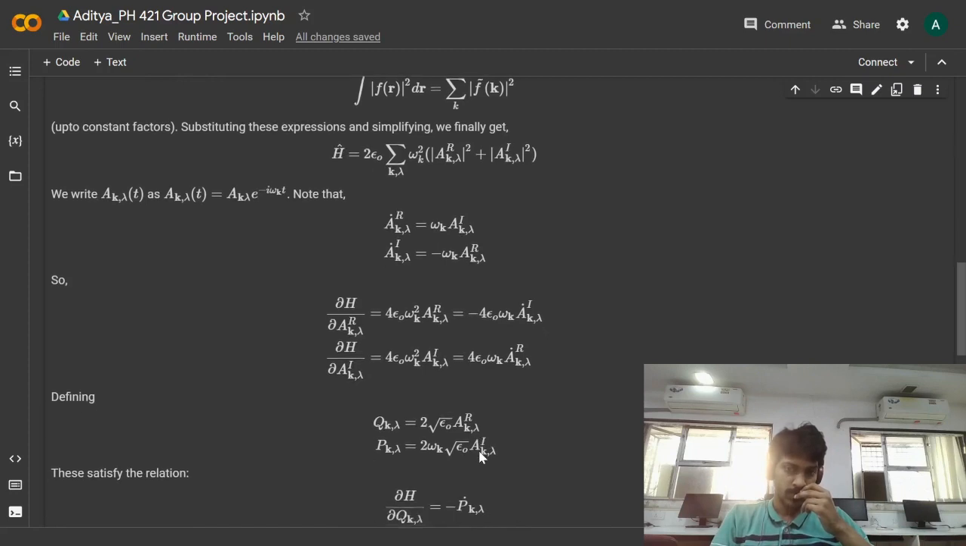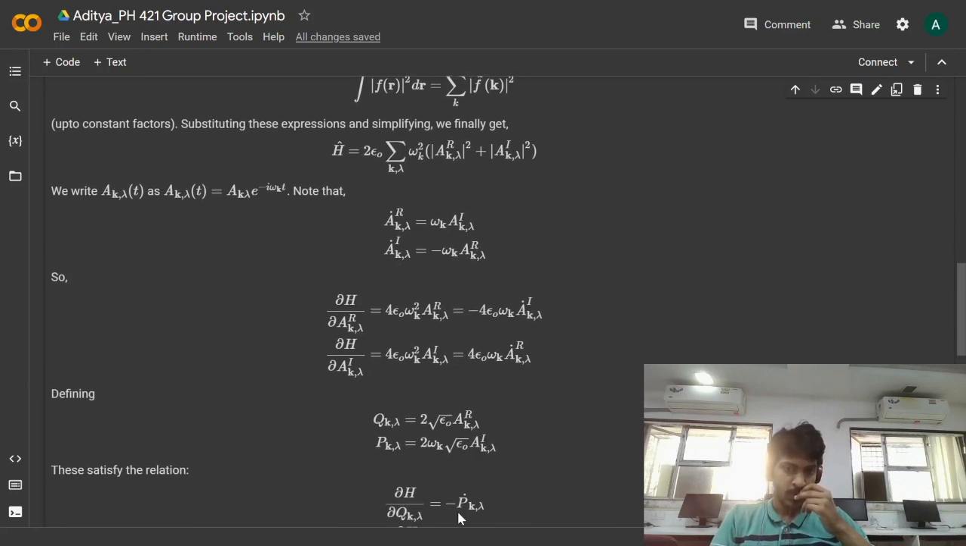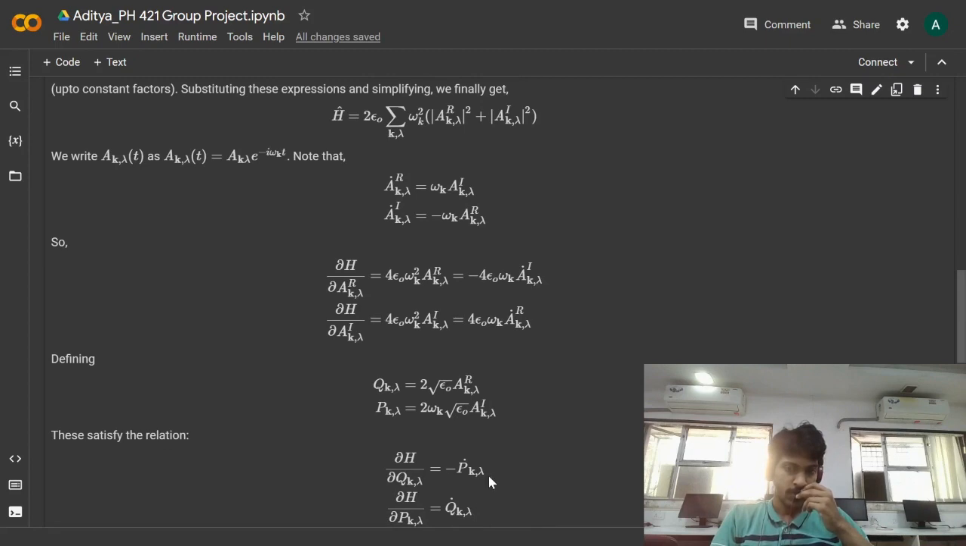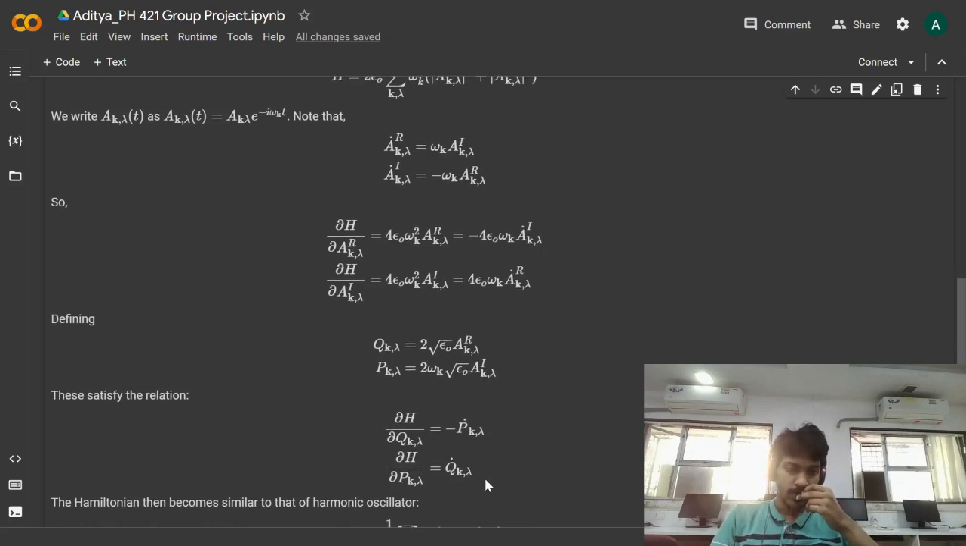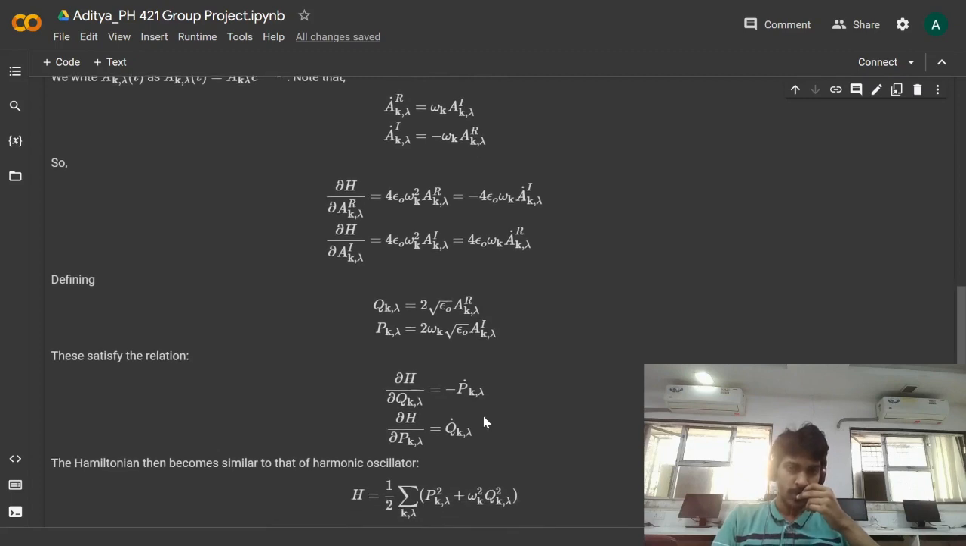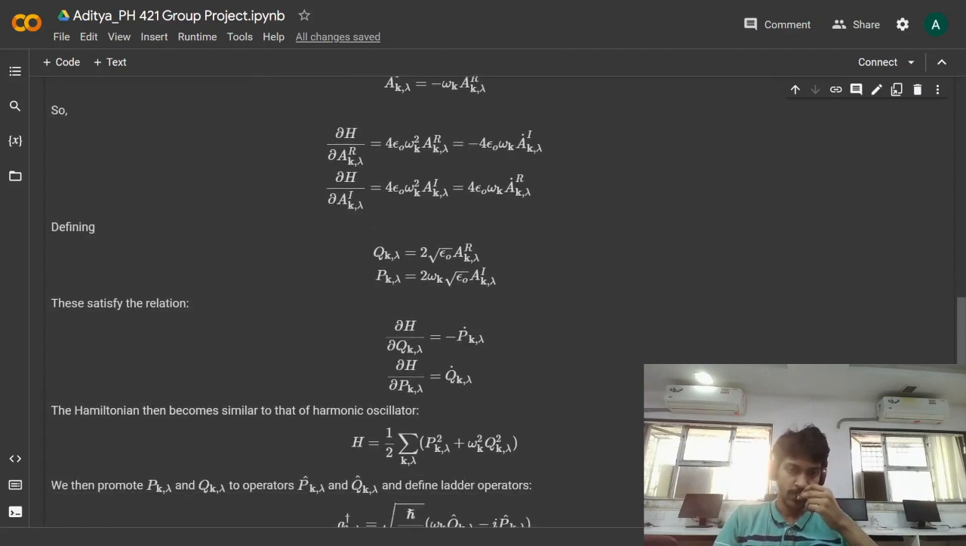Once we make these substitutions, we can see that ∂H/∂q is minus the time derivative of p, and ∂H/∂p is q̇_{k,λ}. So basically, these resemble Hamilton's equations of motion, and we can consider p and q as conjugate variables. Once we substitute for p and q, we see that the Hamiltonian looks similar to that of a harmonic oscillator.